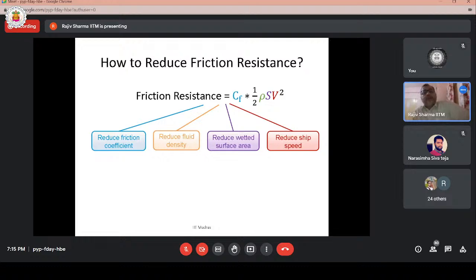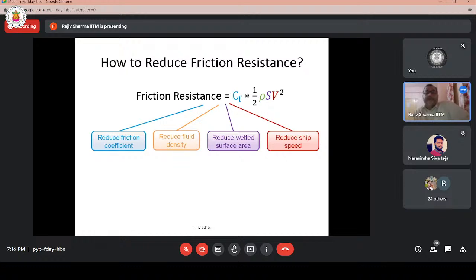Now, the friction resistance is written as CF multiplied by half rho S V square. S is the surface area, rho is the density of water, CF is the frictional resistance coefficient. Now, from this, if we look at the ways by which it can be reduced, the first possibility is reduce CF. Second possibility is reduce the fluid density. And third is reduce the wetted surface area.